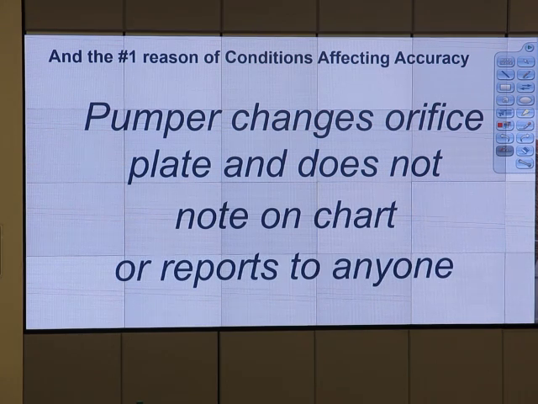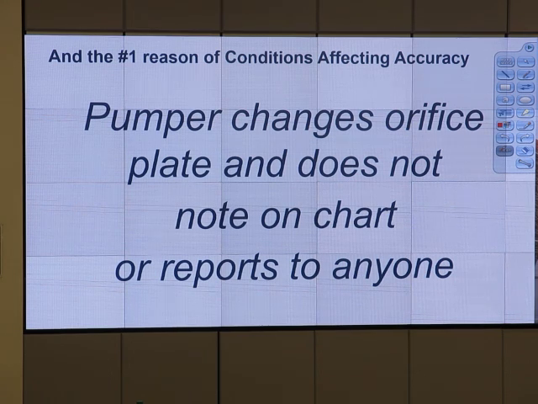the pumper changes the orifice plate and does not note it on the chart or report to anyone. When you change the orifice plate, you don't tell anyone that the size has changed. Originally it is a bigger size, and maybe a small size works as well. It just has a hole in the plate, so just put it in.